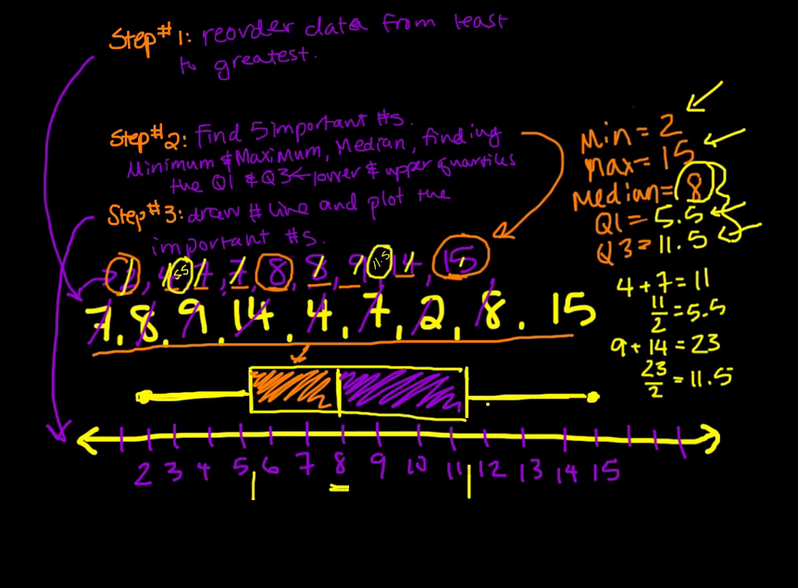So that is how you plot a box and whisker plot. You need to reorder the data. You need to find the 5 important numbers, the minimum, the maximum, the median, and the lower and the upper quartile numbers, so the lower and upper medians. And then you need to draw a number line and plot those numbers in this sort of boxy, whiskery way.